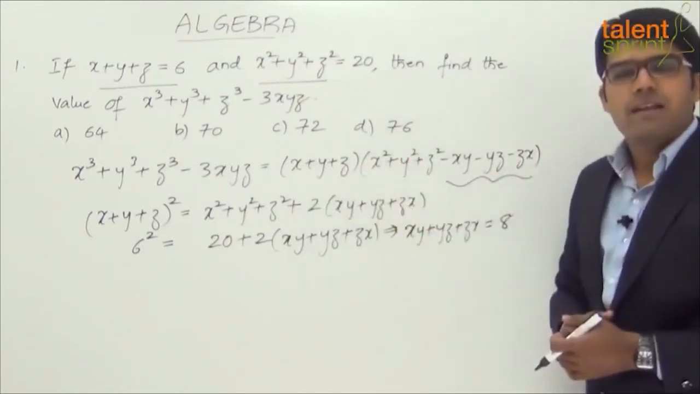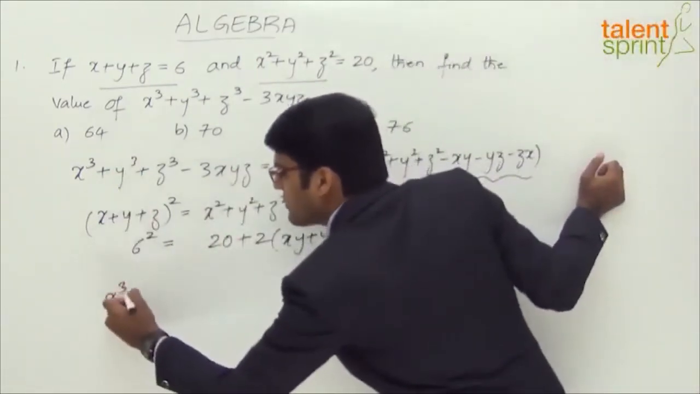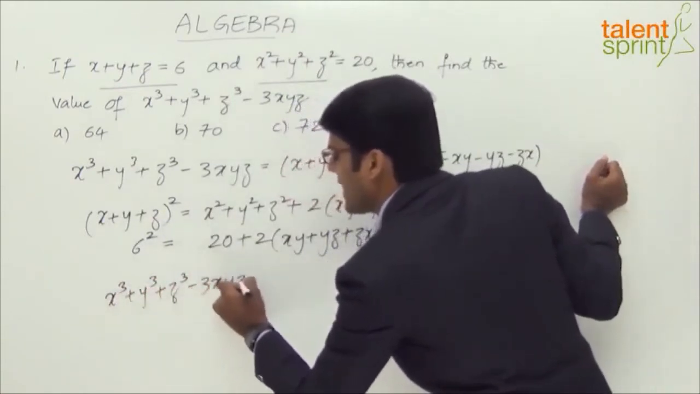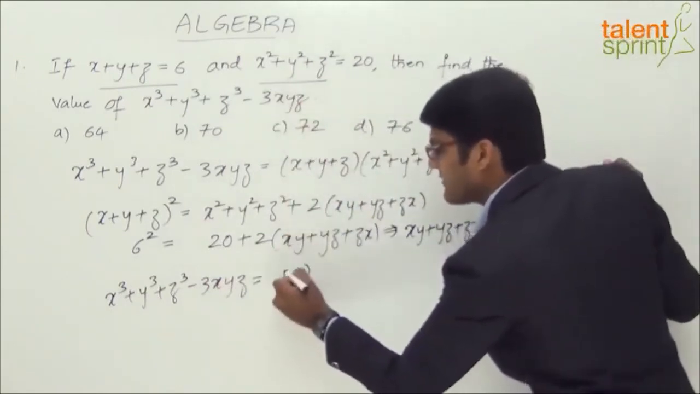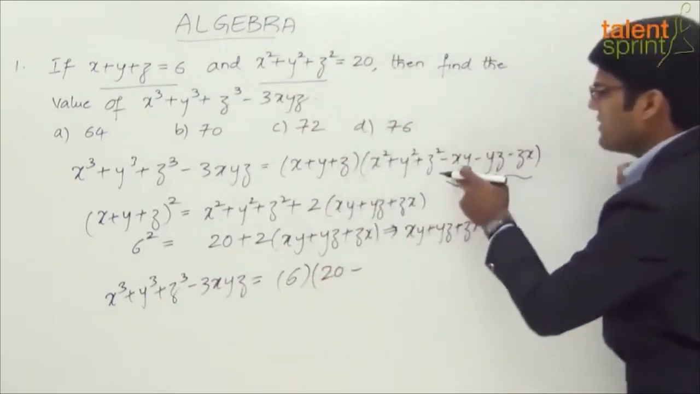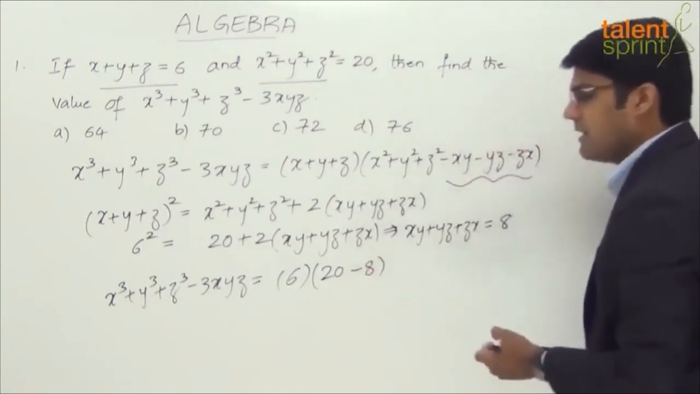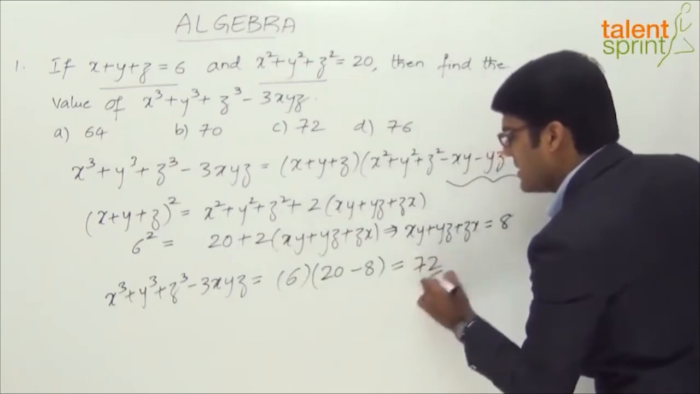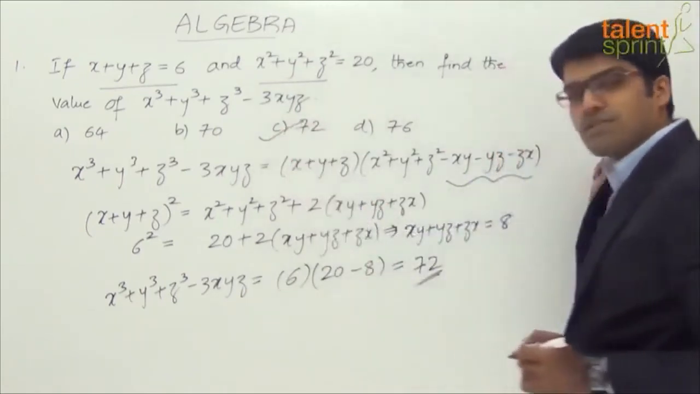Let's substitute and find out the required answer. So finally the equation again: x cube plus y cube plus z cube minus 3xyz equals x plus y plus z, which is 6, into x squared plus y squared plus z squared, 20, minus, we are taking xy plus yz plus zx, which is 8. So minus of 8. So 6 into 20 minus 8. 20 minus 8 is 12. 12 times 6 is 72. So the answer for this given question has to be 72, which is option C.